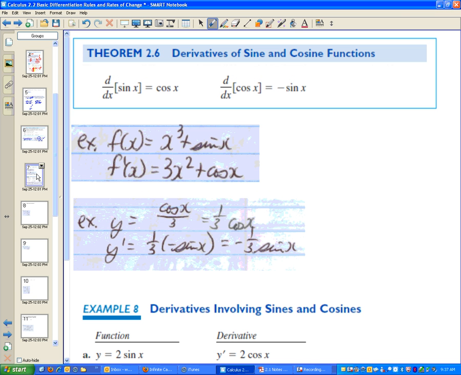Sine and cosine. This is cool. The derivative of the sine of x is the cosine of x. But the derivative of the cosine of x is not the sine of x. It's negative the sine of x. The derivative of the sine of x equals cosine of x. The derivative of the cosine of x equals negative sine of x.